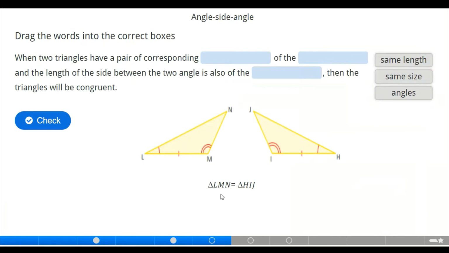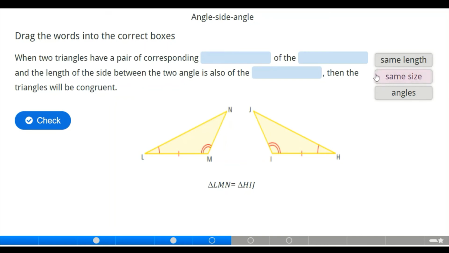We call this ASA, that is angle side angle. When two triangles have a pair of corresponding angles of the same size, and the length of the side between the two angles is also the same length, then the triangles will be congruent in nature. So when we have two corresponding angles that have the same size, and their side length is the same, then we say that type of triangle is congruent in nature.